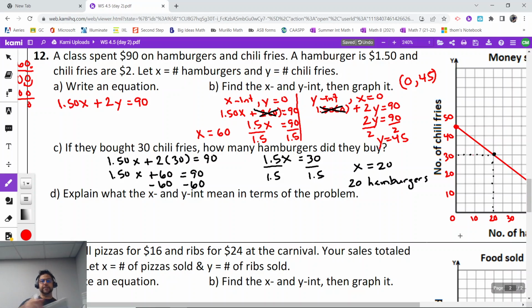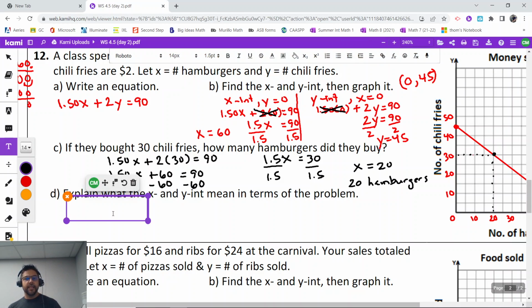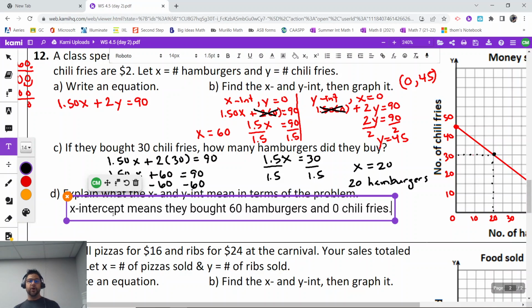Explain what the x and y intercept mean in terms of the problem. So let me type this one out and we'll finish the help and then you'll continue to work. All right, x-intercept means they bought 60 hamburgers and 0 chili fries. Hopefully they didn't do that, but that's what the x-intercept means.